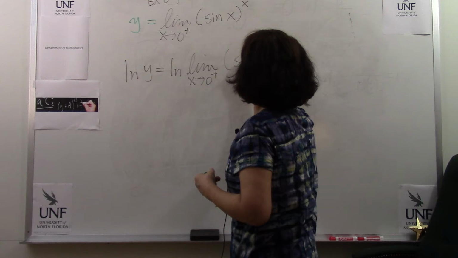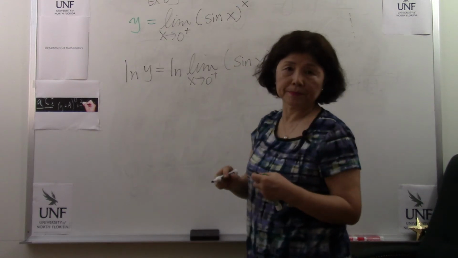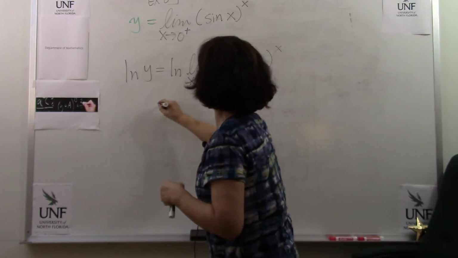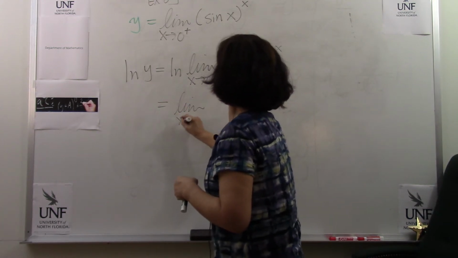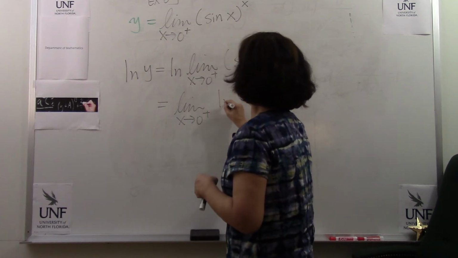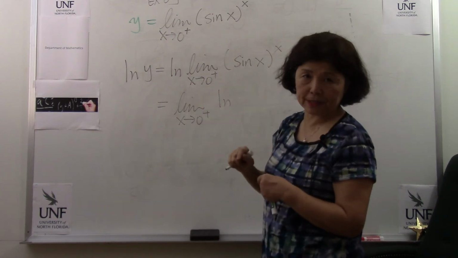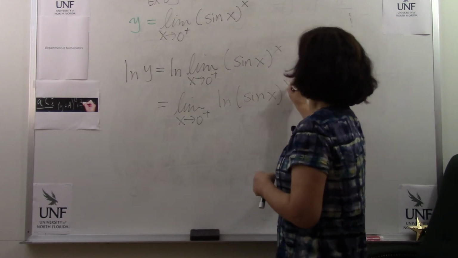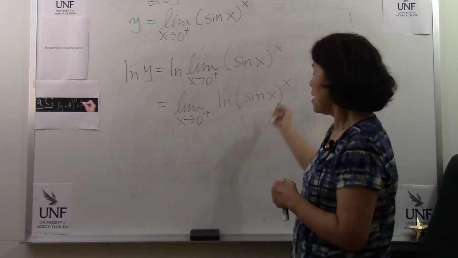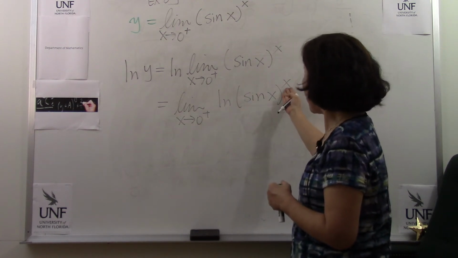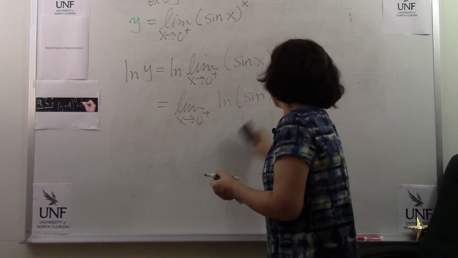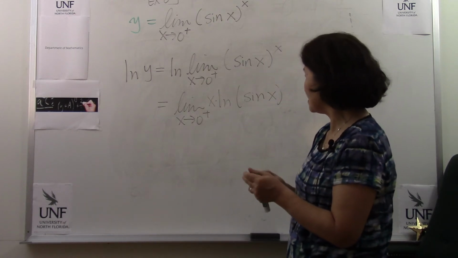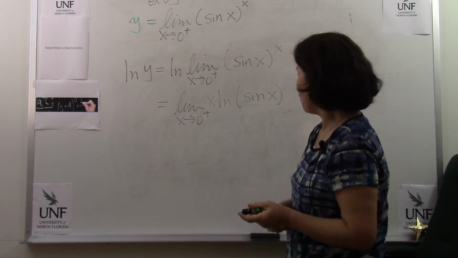Here is sine x to the x power. Again, the log function is continuous, so we can switch the order. So the limit as x goes to 0 plus, and then the natural log comes inside first. The natural log of sine x to the x power. Then, because of this natural log, this power x comes in front. So it is x times this. What kind of form do we have?